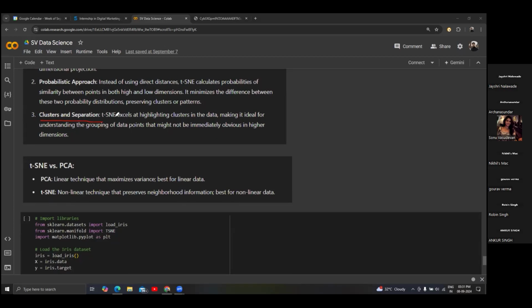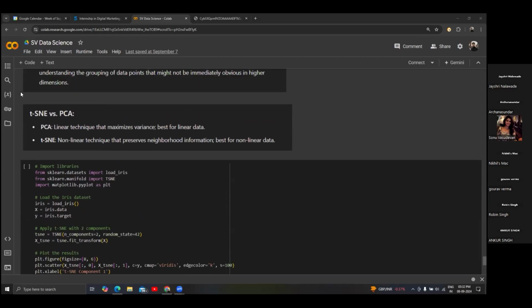Clusters and separation. t-SNE excels at highlighting clusters in the data, making it ideal for understanding the grouping of data points that might not be immediately obvious in higher dimension. So yes, t-SNE excels at highlighting clusters in the data. So basically, it makes clusters just like k-means, right?